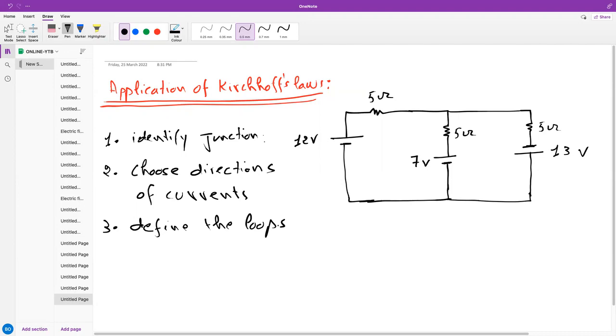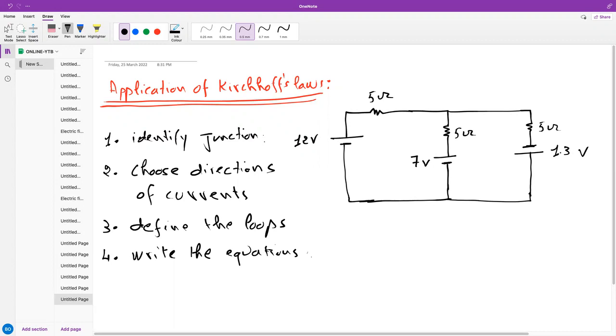So let's start by applying those three steps. Of course, once you define the loops, then you can write the equations according to Kirchhoff's law. The first thing is we have this circuit. We have three batteries here, 12 volt, 7 volt, 13 volt, and three resistors. We would like to calculate the current in each branch.